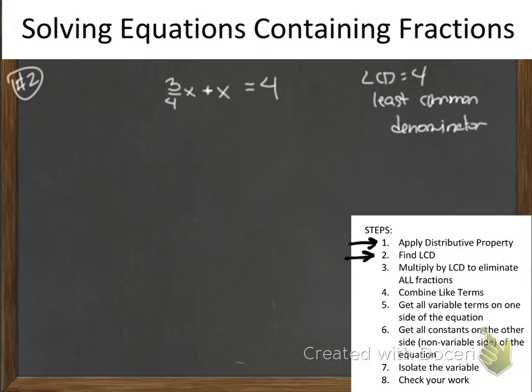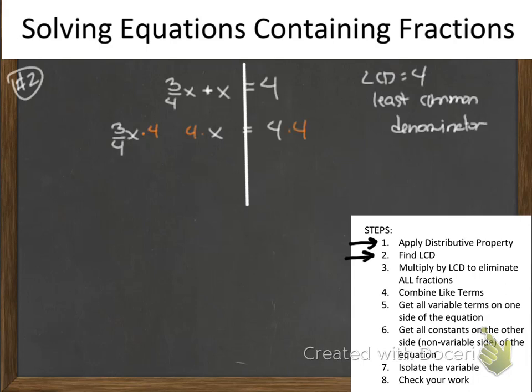So what I'm going to do is multiply every single term on the left and right side of this equation by 4. I'm going to write this out so I can use different colors to emphasize things. So here we have times 4, here we have times 4, here we have times 4.